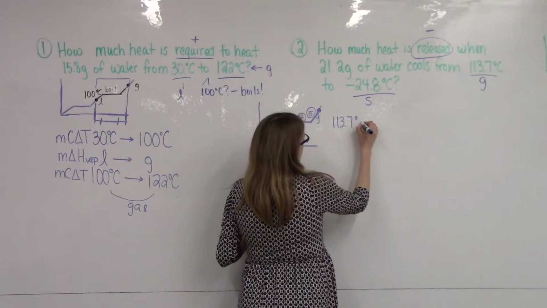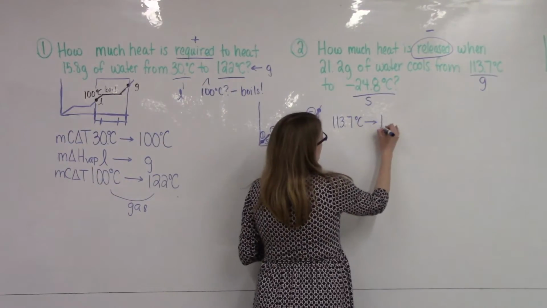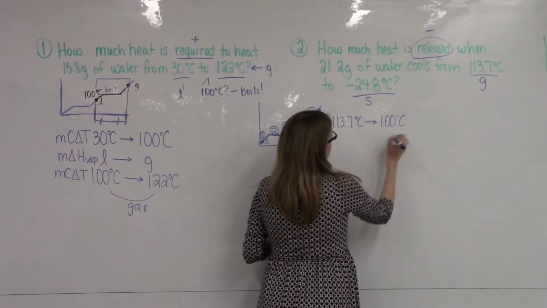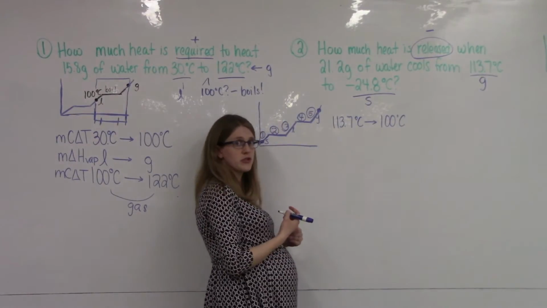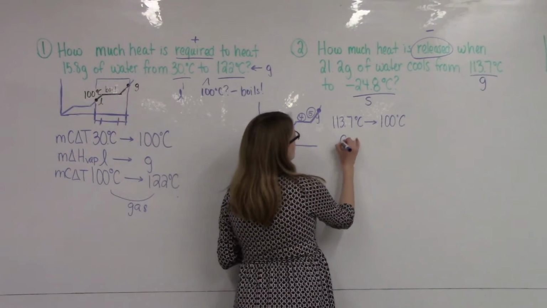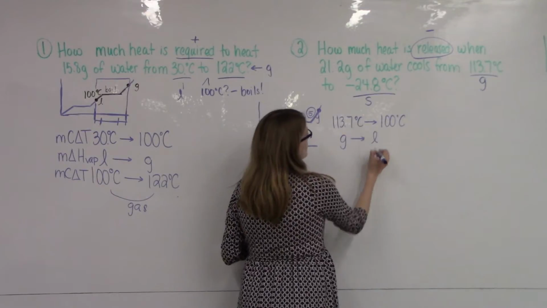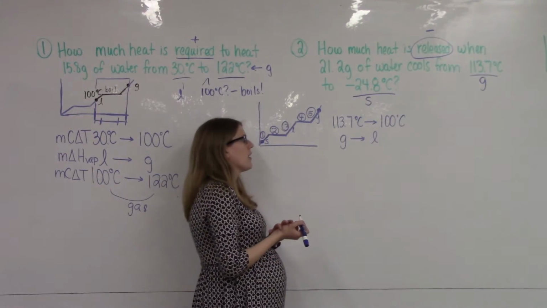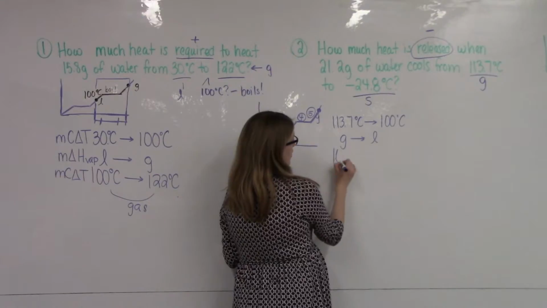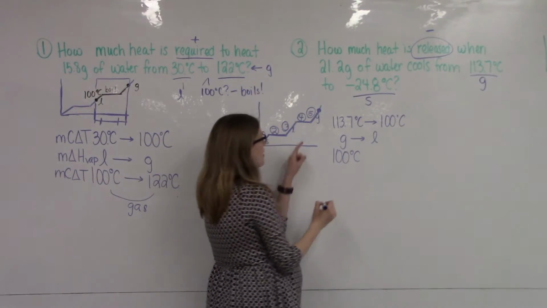We have to cool that down to 100 degrees Celsius. Then it will be able to condense. So then we're going to go from a gas to a liquid. Then we're going to have to cool the liquid from 100 degrees Celsius. See, right now we are here.